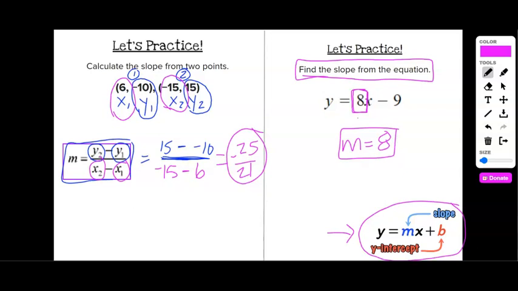All right, that is all your notes. I apologize for the longer video since we had so many forms of slope to go through, but you can go ahead and move into your very short practice.